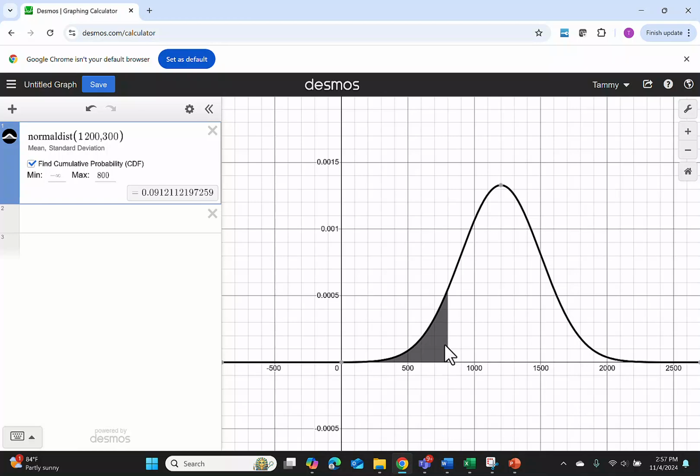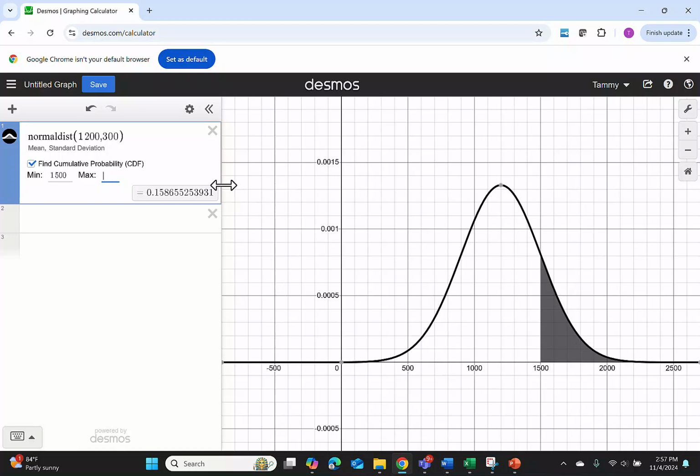Then we wanted to know the probability there were more than 1,500. More than 1,500 says set your min at 1,500, delete the maximum. Now we're on the right side of the graph. Again, the mean at 1,200, our x value 1,500, greater than 1,500 is shaded to the right, and we see the probability is 0.15865. I'm going to call that 0.1587.